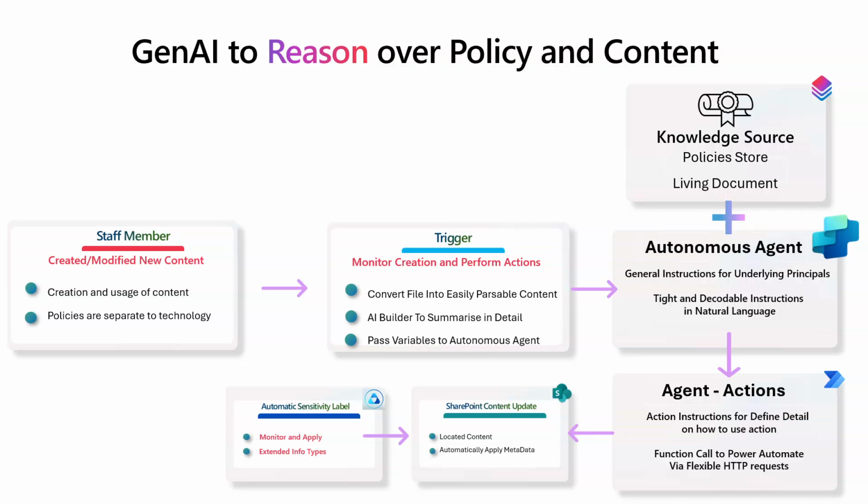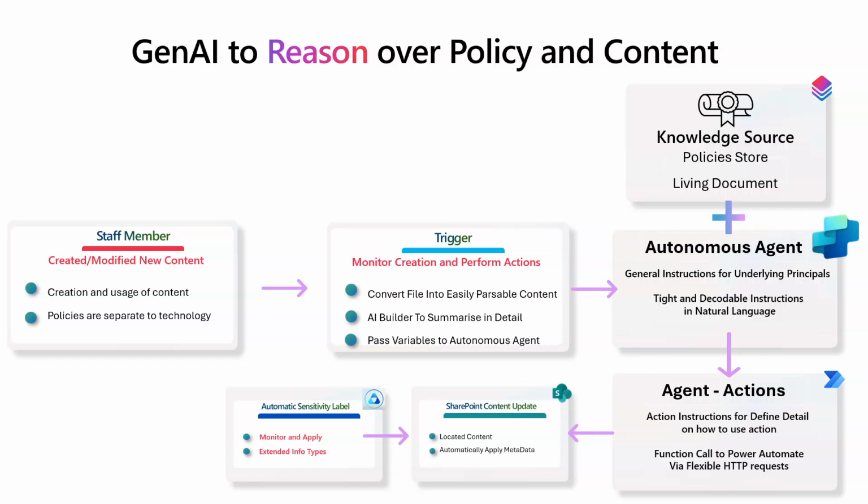So what we can do is, when that content is triggered, we can perform a series of actions through Power Automate. That's looking at the file creation, converting that file into something that's easily parsable within the technology. We're using something called AI Builder, and I'll show you this in a demo in a second, to summarize in detail what that content is. Now remember, if this document is hundreds of pages long, it's going to be very difficult for a Gen AI model to reason over that entire document, just because of the context window, depending on the model you're using under the covers.